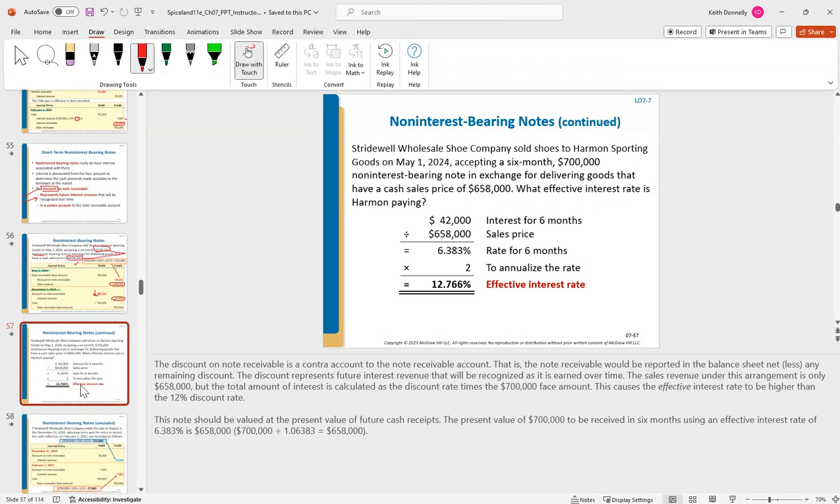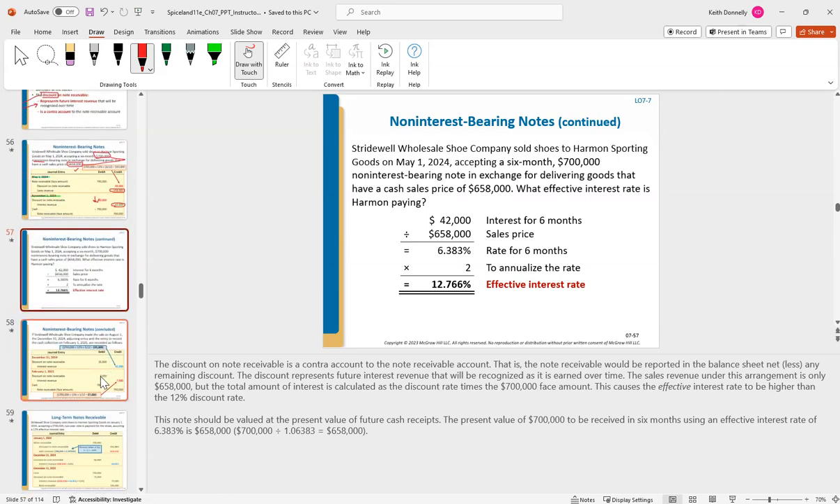You can look at this, not really concerned. They're just saying, how do you calculate the effective interest rate on non-interest bearing loans? It's pretty specific. I'm more concerned you get the basic ideas there.